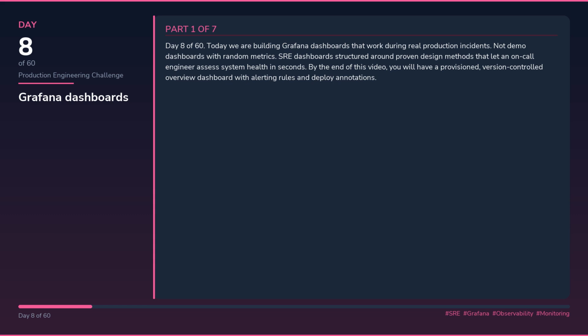Day 8 of 60. Today we are building Grafana dashboards that work during real production incidents. Not demo dashboards with random metrics. An SRE dashboard structured around proven design methods that let an on-call engineer assess system health in seconds. By the end of this video, you will have a provisioned, version-controlled overview dashboard with alerting rules and deploy annotations.